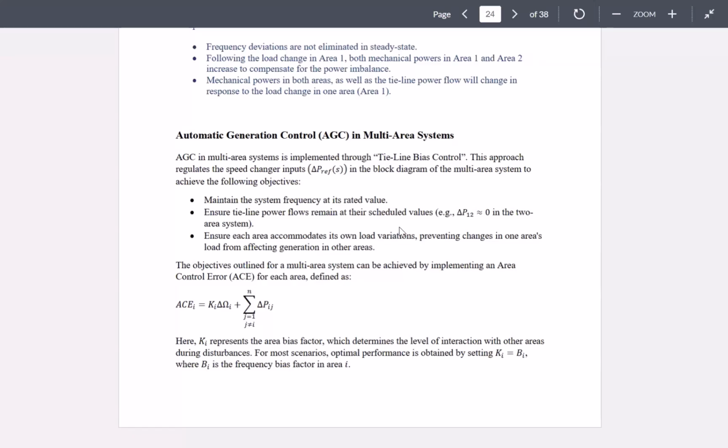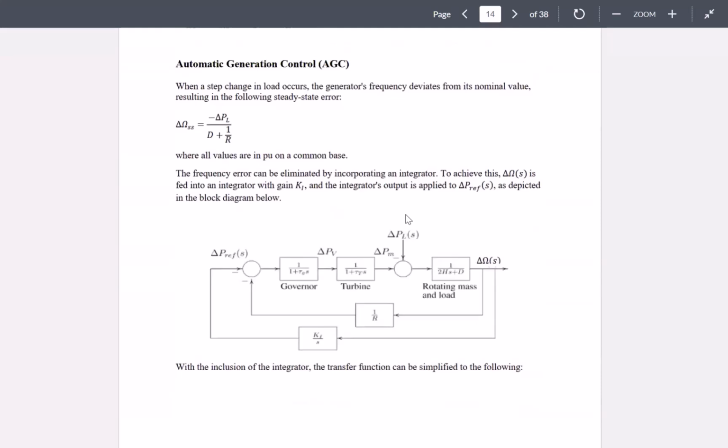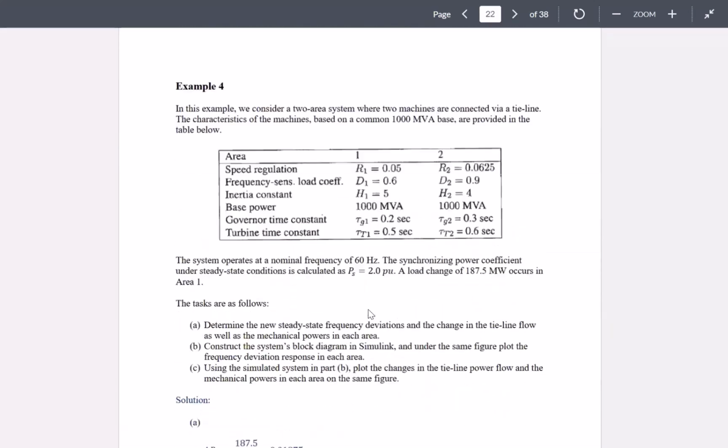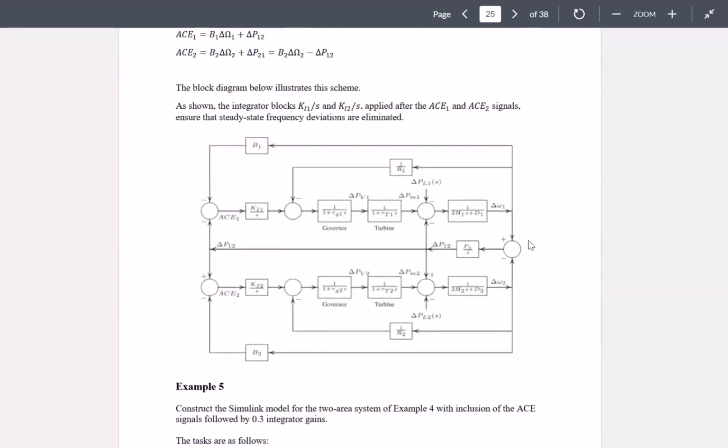Remember AGC, what was AGC doing? Automatic generation control. This was AGC. AGC was this outer loop that would set the frequency error back to 0. Okay. Now, in multi-area, this was for one area only, one generator, one equivalent generator. Now, if you have multiple areas in the system, you have to do the same type of AGC for a multi-area system, which means that you have to bring the same integrator control for both areas.